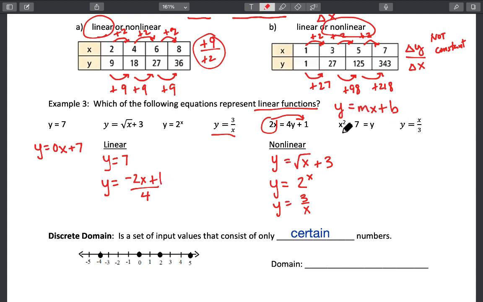All right, our next one here is x squared plus 7 equals y, which, because it has an exponent on it, is not going to be a linear equation. So we're going to write that one over here under the nonlinear.